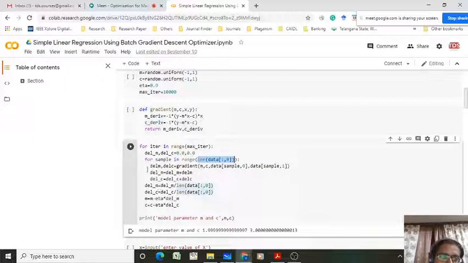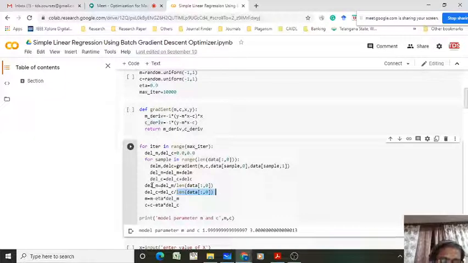What do I have to do next after adding? I have to multiply with 1 by ns, or divide by ns. ns means the total number of samples. That's what I am doing here, so it is a summation divided by ns. That is, 1 by ns sigma over ns of (y minus mx minus c) into x. That ns is coming from here, the total number of samples, and here also it is the total number of samples.